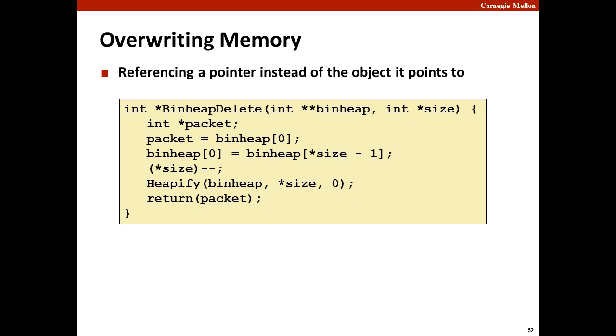Referencing a pointer instead of whatever it points to. Okay. Here we have int star packet. packet equals binheap. binheap of 0 equals binheap of star size minus 1. Let's see what we get. Okay, who sees the error? It's not going to return. It's going to return a garbage value. The pointers.